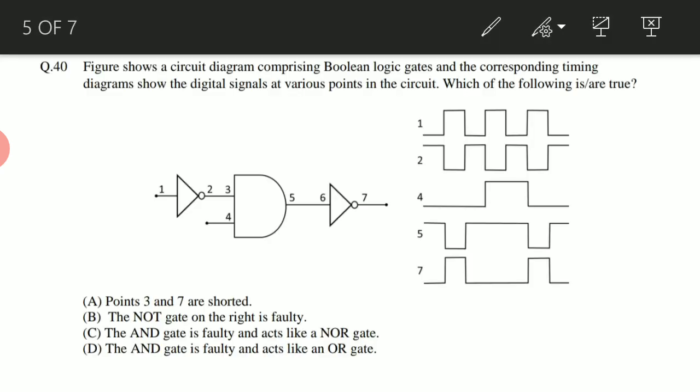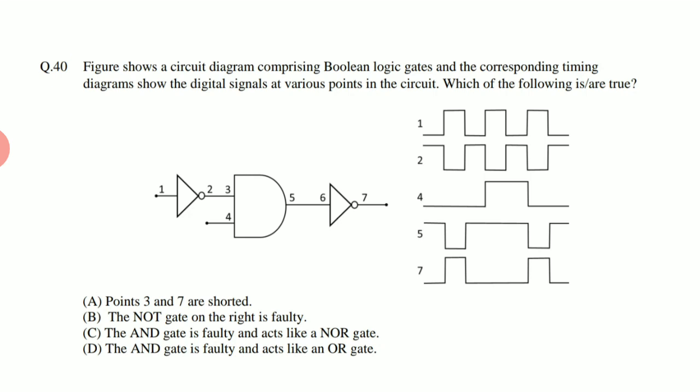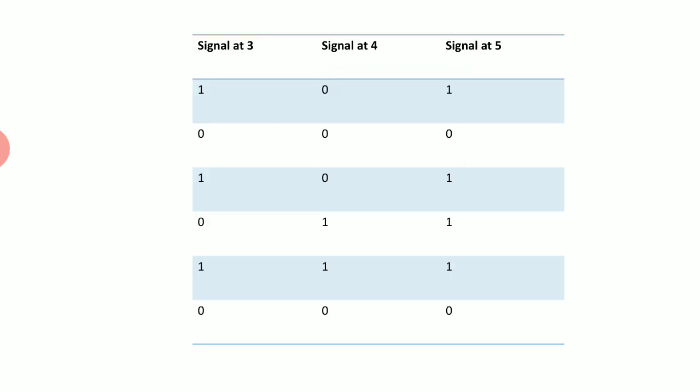So we can conclude that out of these 4 options, option D is the correct one. The AND gate is faulty and it is acting like an OR gate. We got this option by analyzing the signals at point 3, point 4 and point 5. The other 2 options were ruled out earlier. So option D is the correct answer.